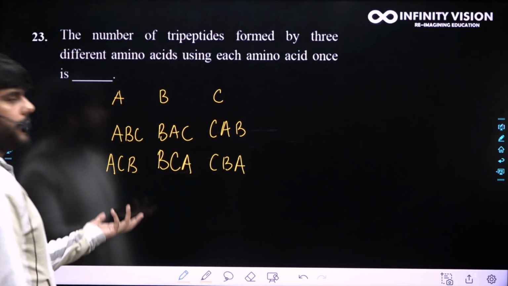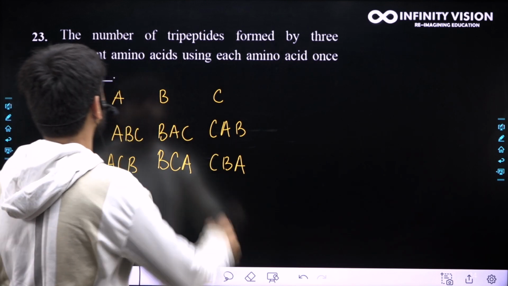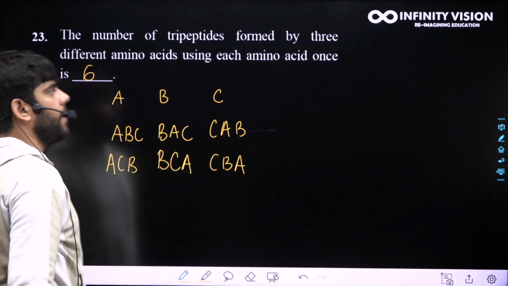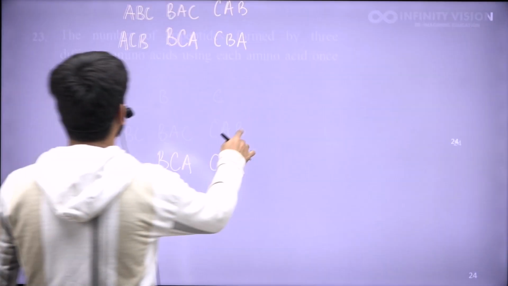Only these are the possibilities for a tripeptide to be formed, right? So 6 possibilities. I hope the question is clear to you. Let us move to the next question.